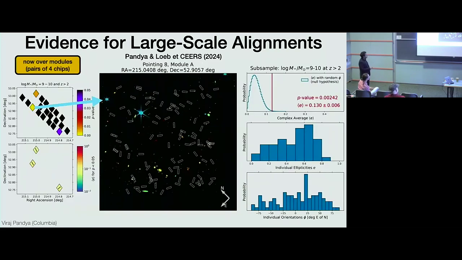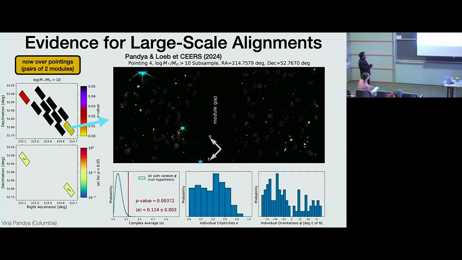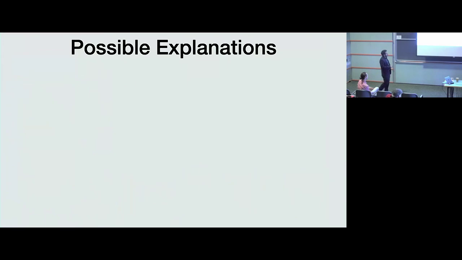You can also average over groups of 4 chips, aka NIRCam modules. And we again see, here's an example of a high redshift, low mass, elongated field, right? Lots of elongated galaxies, and hard to tell by eye, but there's non-random alignment patterns here. And then on one more level of averaging, you can average over an entire pointing, so pairs of two modules. Here's an example of a massive subsample where, again, in these two modules, you just see these beautiful alignment patterns that are not consistent with being random. So what are some possible explanations?